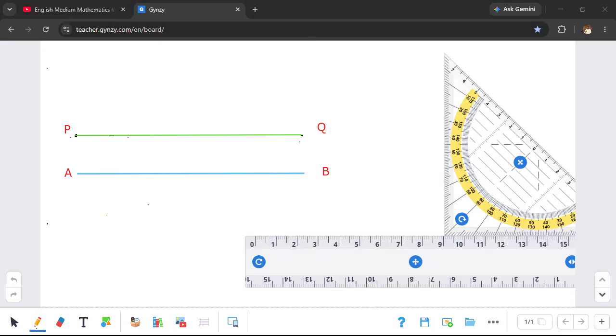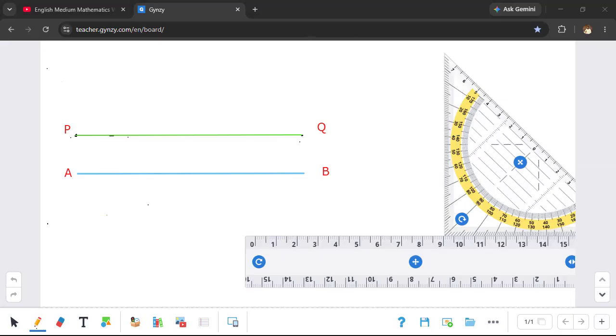Right, resolution is done. Now, if you want, you can draw the below line as well. Name it as RS, the below line. Draw the below line by using the same method.